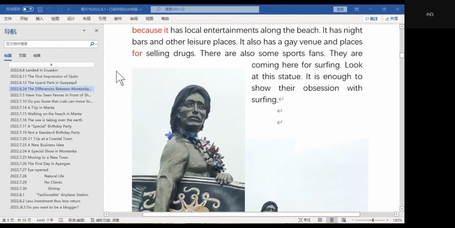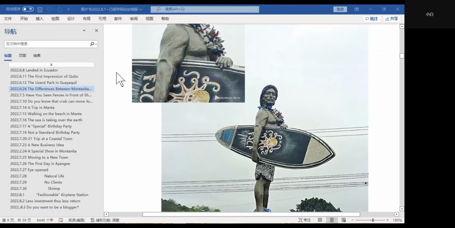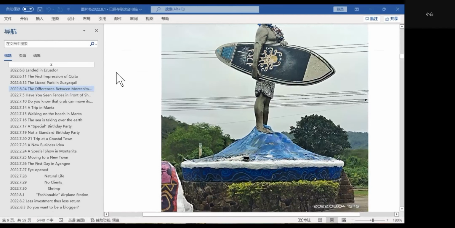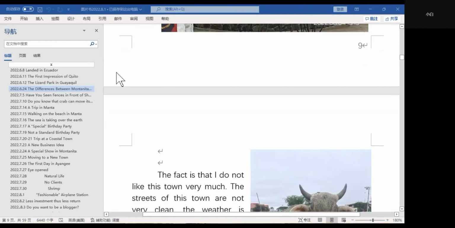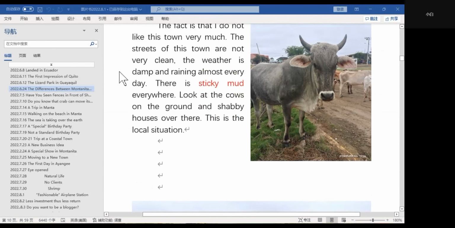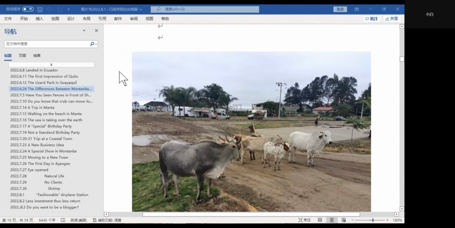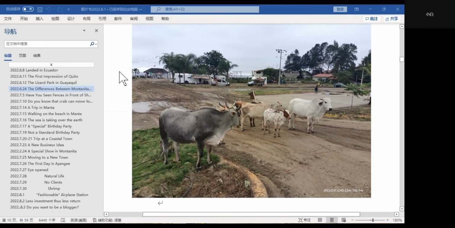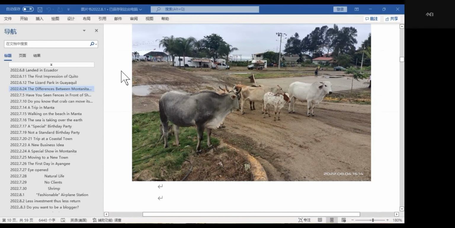Okay, finish. And see the picture again. I like it. And next one. This is the cow. I took it on the way back to my hostel. And look at the ground, the houses over there, the trees. This is the local situation.